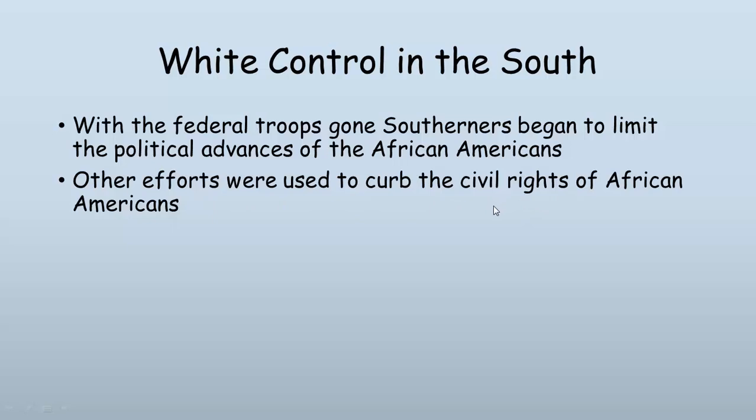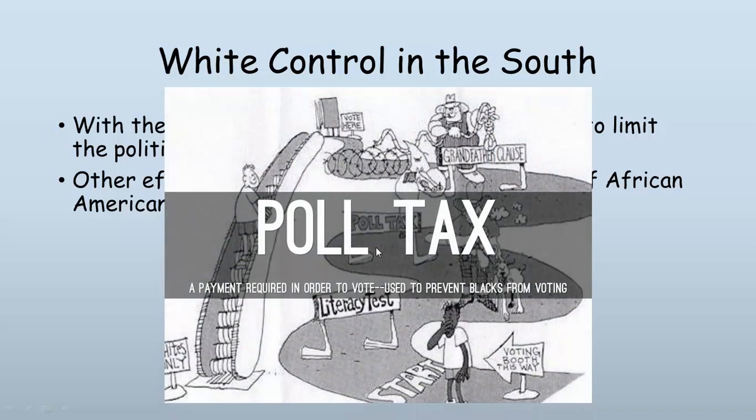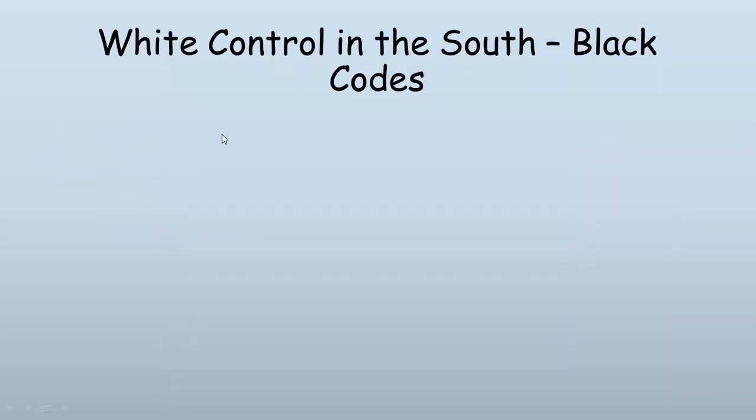So, I'm going to take you through some of the ugliness of Reconstruction, and you'll see that. One of which is obviously the poll tax, right? You had to pay a poll tax before you could vote. That'll show up later on in one of these slides, right? White control in the South, well, they instituted things called black codes.